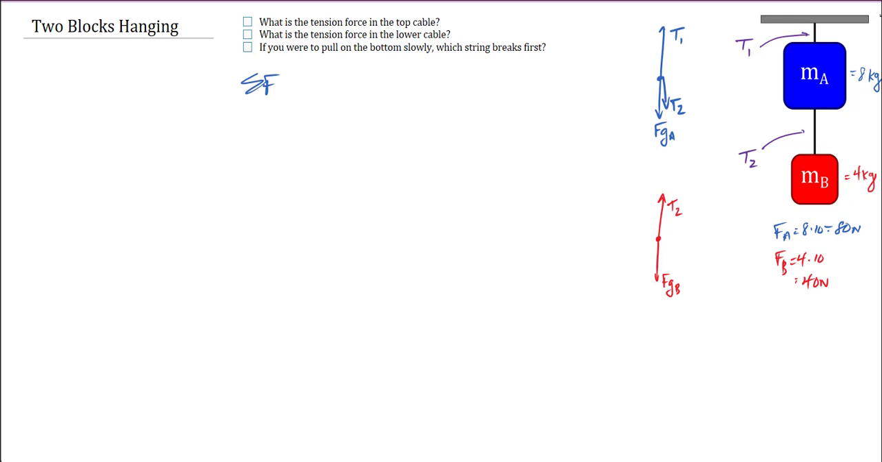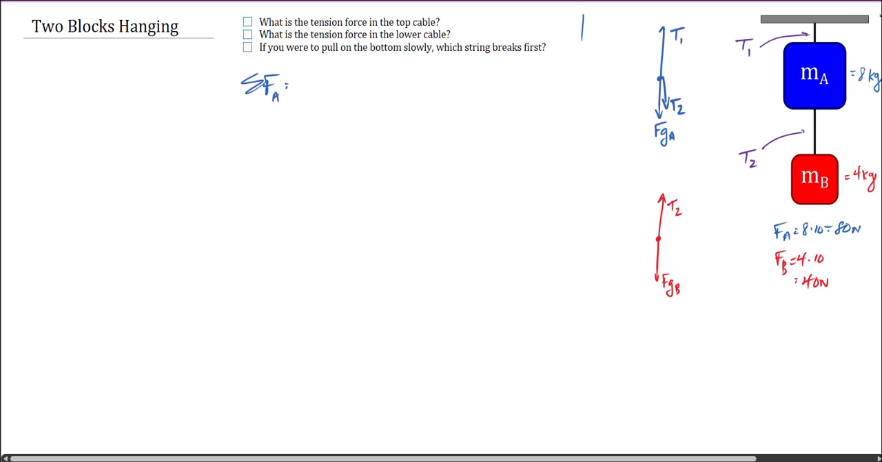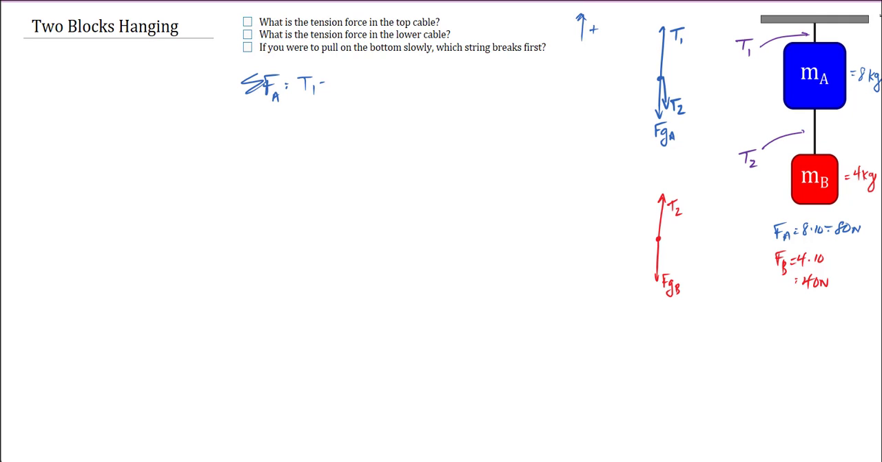So now let's write a couple Newton's law equations. Sum of the forces on the top block, block A, is going to be, now I'm going to use up as positive. So we're going to get T1 minus the weight of block A minus T2, and that equals the mass of block A times the acceleration of our system in the Y direction.